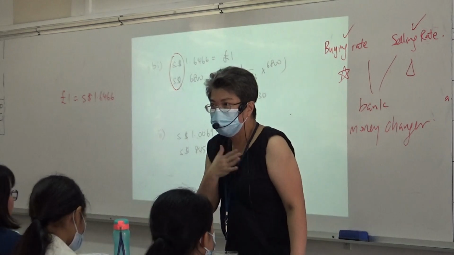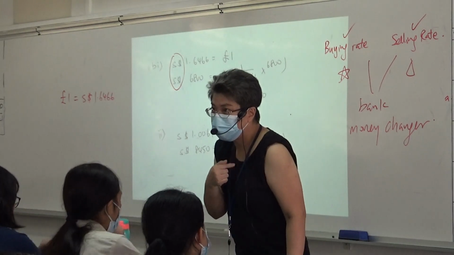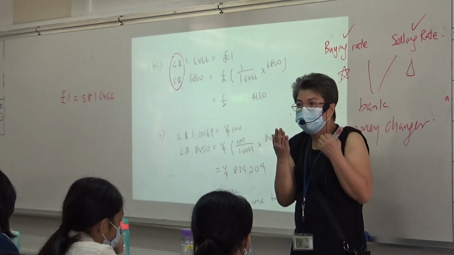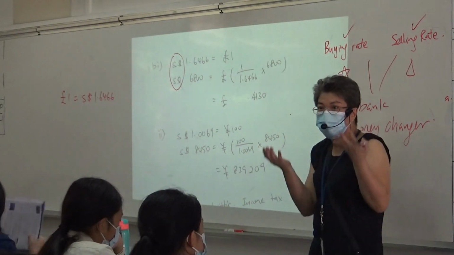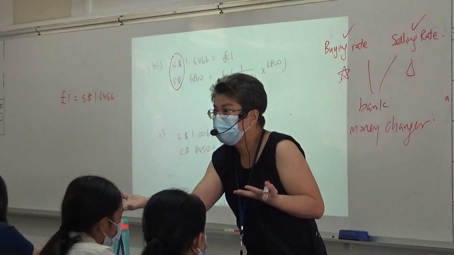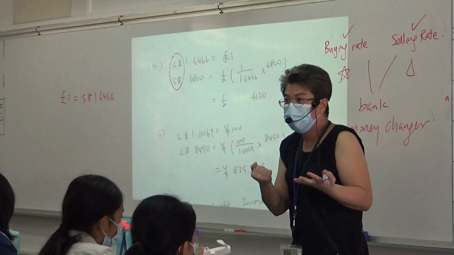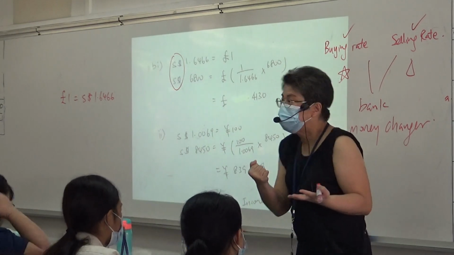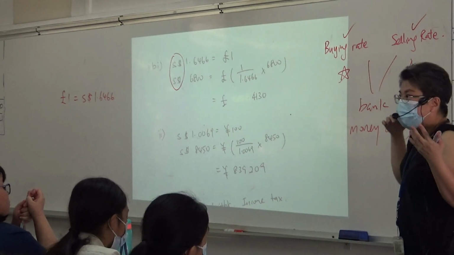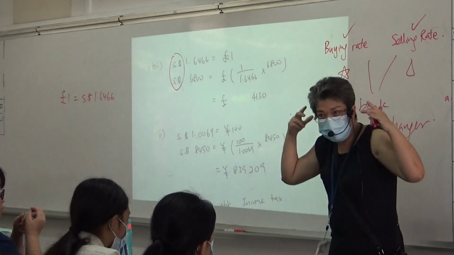If I want to go to Japan, I take my Singapore money to the money changer. What am I doing? Buying Japanese yen. What is the money changer doing? Selling. I must look at this rate. Understand?